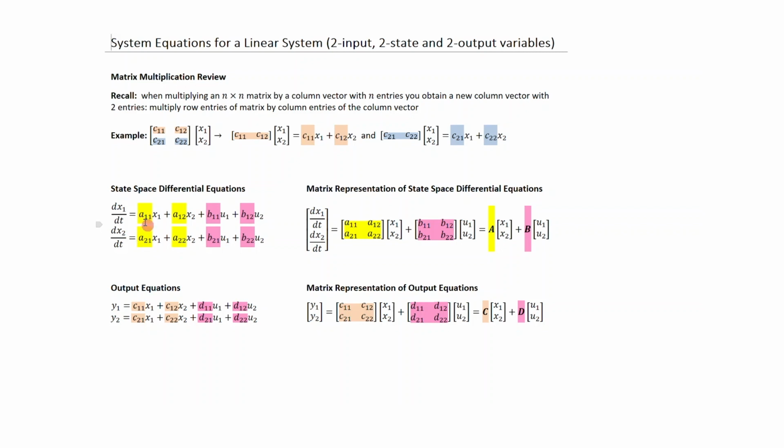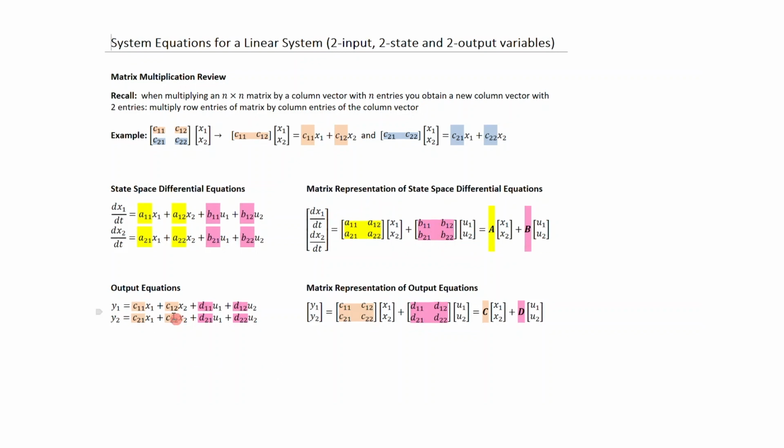These two equations, according to the rules I've shown up here, can be rewritten in matrix form. And so what we end up with is something much more compact. We have a matrix A consisting of 4 elements times a column vector x1, x2, plus a matrix B times a column vector involving u1 and u2. And of course, this would be A, and this here would be B.